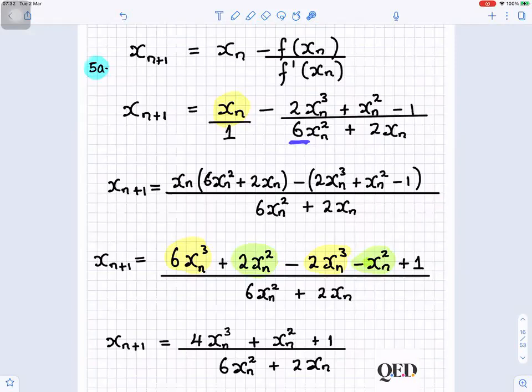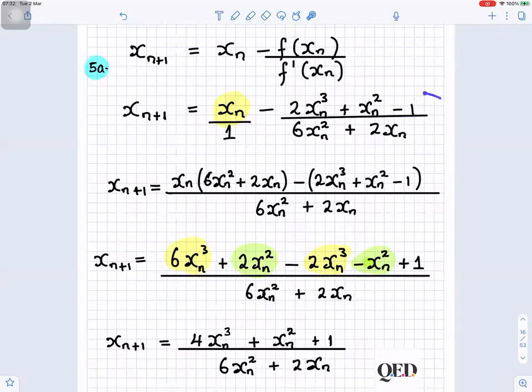How did we get the 6? This f dash means we differentiate f of x. So 3 times 2 is 6, and then you minus 1 from the power, so 6x_n squared. 2 times x to the power 1 will be 2x_n. And then when you differentiate minus 1, you get 0.